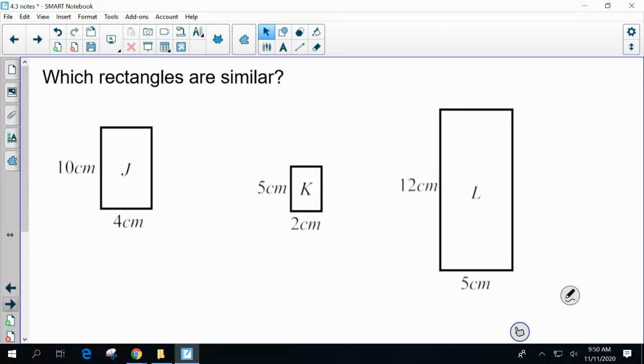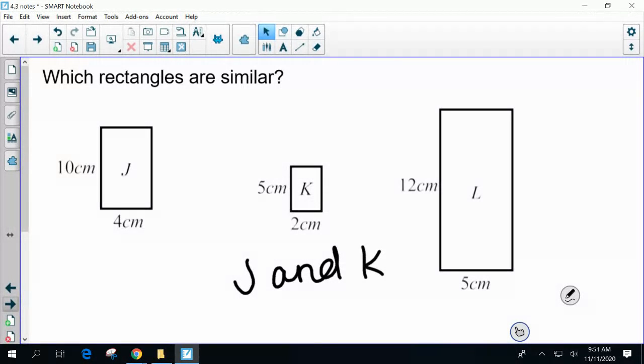Okay. So for the next one, which rectangles are similar? You're going to look at the different side lengths and try to figure out which ones have the same ratio. J and K. Okay, I just heard J and K. Do you guys agree? Yeah. So how do you go from 10 to 5? Divide by 2. So to go from 4 to 2, you would divide by 2 as well. But I can't figure out a way to go from 10 to 12 or from 5 to 12. That would get me also 2 to 5 or 4 to 5. Do you guys agree? So J and K.